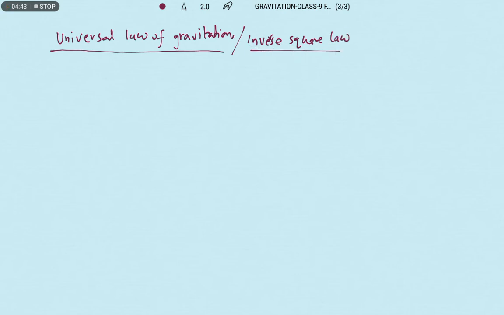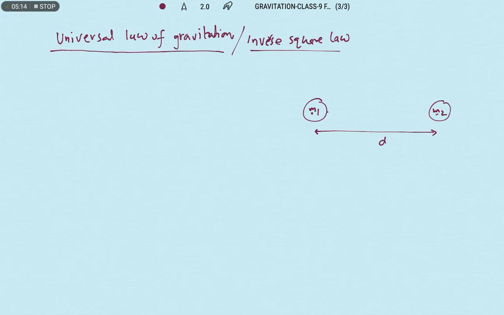Let us consider two objects of masses m1 and m2 separated by a distance d. So d is the distance between the centers of the bodies, not from the ends or edges of the bodies. Always we need to take the distance between the two bodies from their centers. The distance between the two bodies is considered as d.